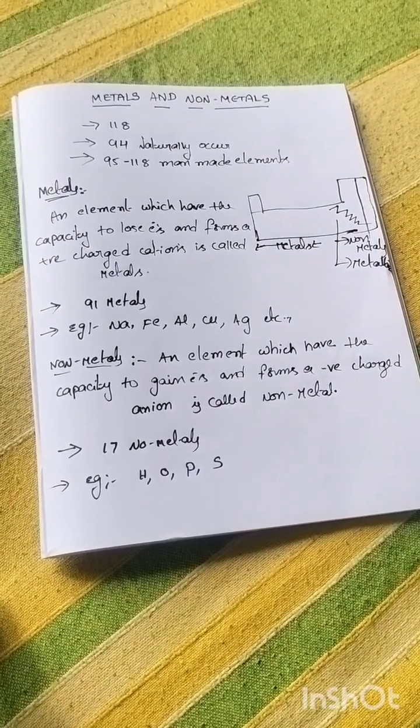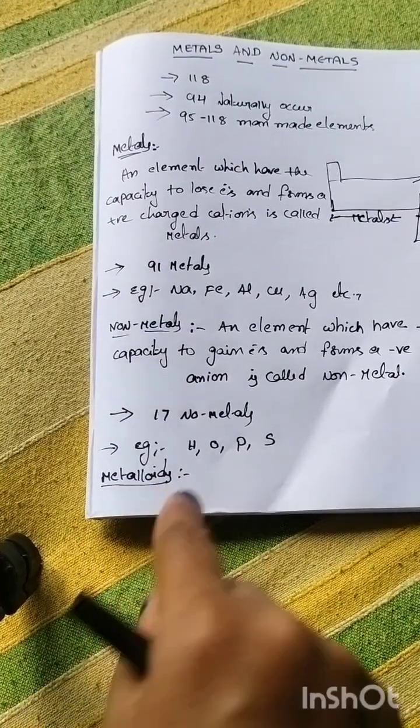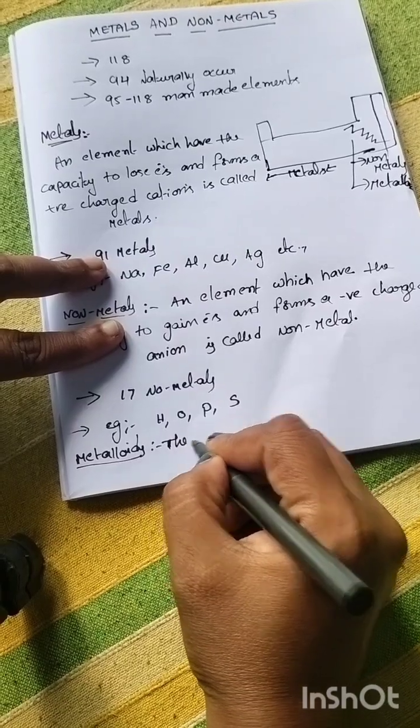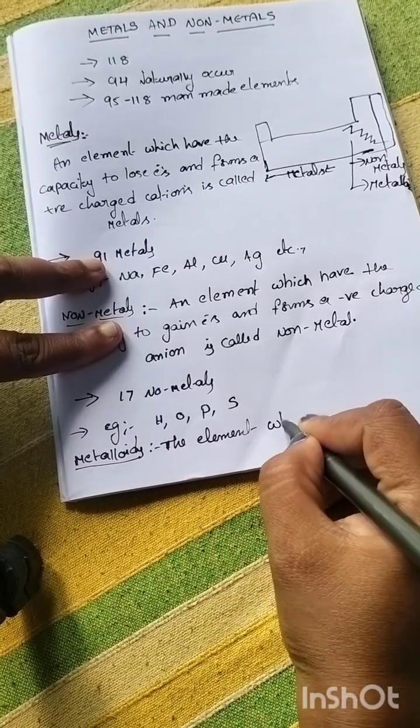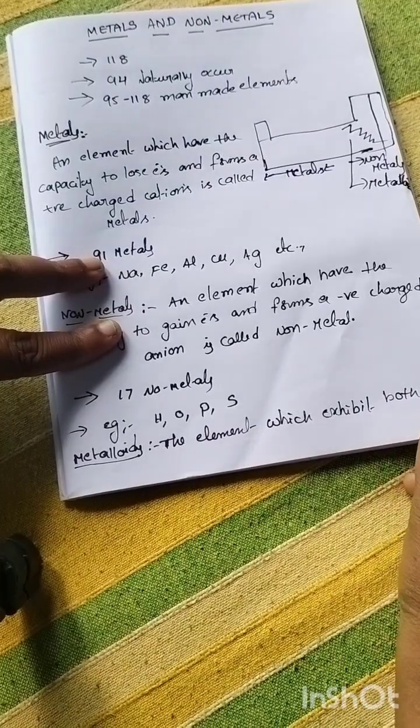Those are called metalloids. Why do we call them metalloids? Only a few elements are metalloids. We call them metalloids because these elements exhibit both physical and chemical properties of metals and non-metals.